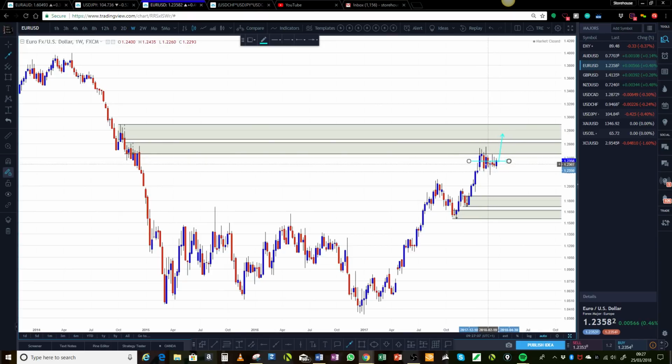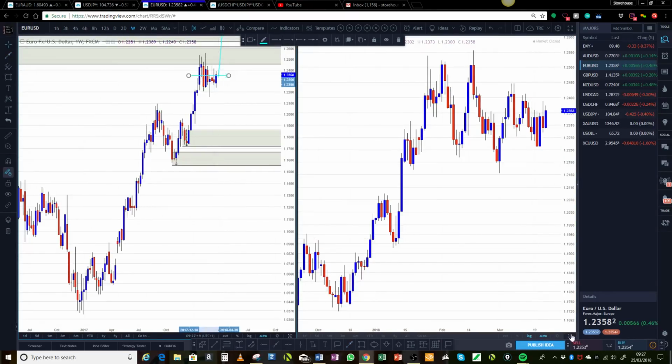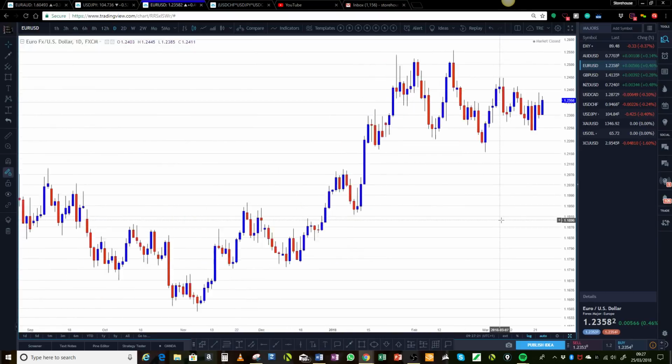But for now, this is a weekly chart, so we've had 1, 2, 3, 4, 5, 6, 7, 8, 9, 10 weeks spent in this range. So that's the weekly view for the euro, and the daily view for the shorter term income trades.